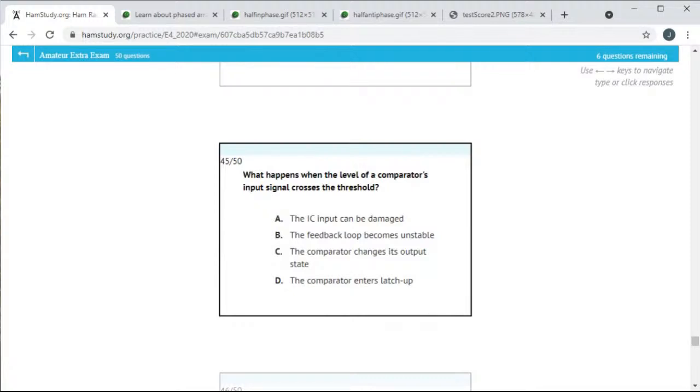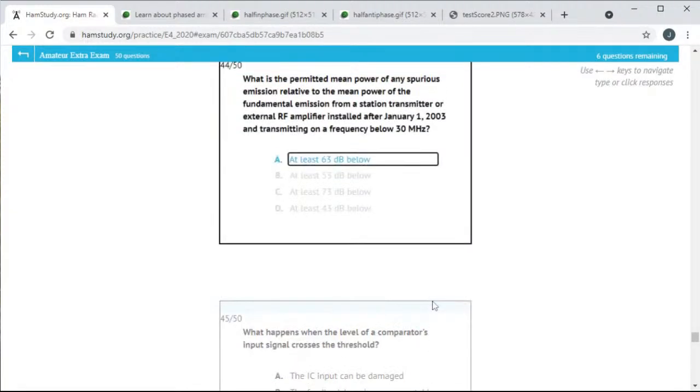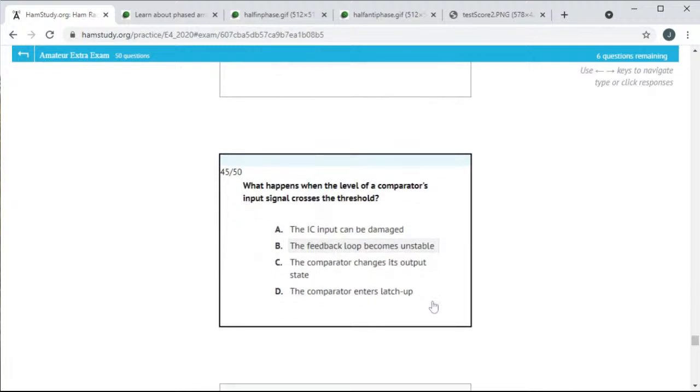What happens when the level of the comparator's input signal crosses the threshold? A, the IC input can be damaged. B, the feedback loop becomes unstable. Gordon, is that for this one, 45, or is that for 44? Is C for 44 or 45? C, the comparator changes its output state. D, the comparator enters latch up.